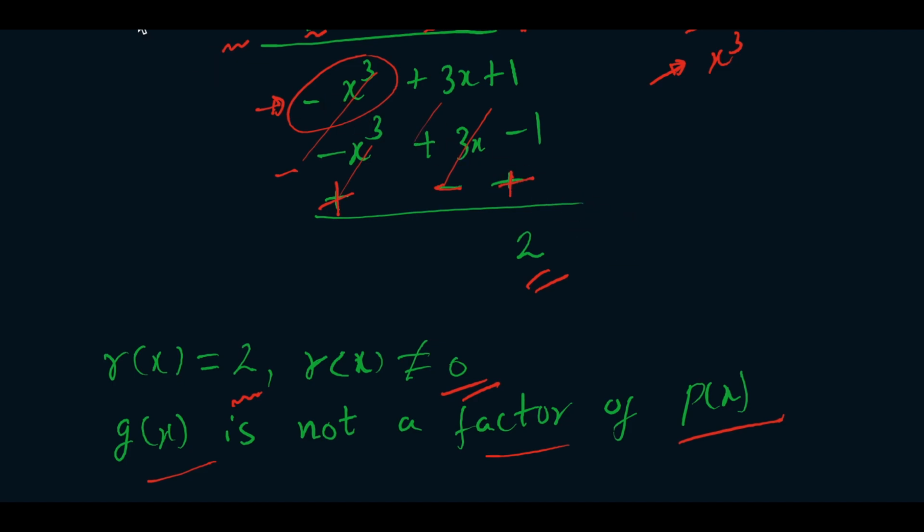You should always remember that if r of x is not equal to 0, g of x will not be a factor of our polynomial p of x.